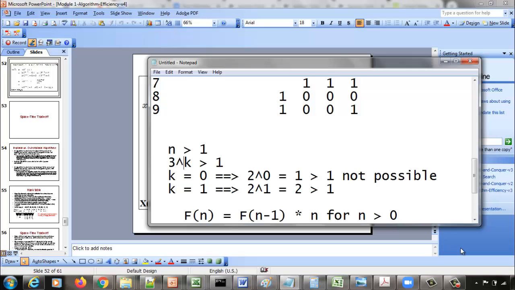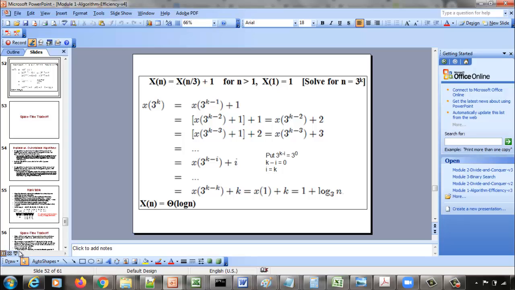Since n is greater than 1, 3 raised to k has to be greater than 1. If k is 0, 3 raised to 0 is 1, which is not greater than 1. So we have to go for k equals 1. We have 3 raised to 1 is 3, greater than 1. So that's true. That means this recurrence is true for k greater than 0. So what is x of 3 raised to 0? 3 raised to 0 is 1, so x of 3 raised to 0 is going to be 1. So that's the terminating condition in terms of k.